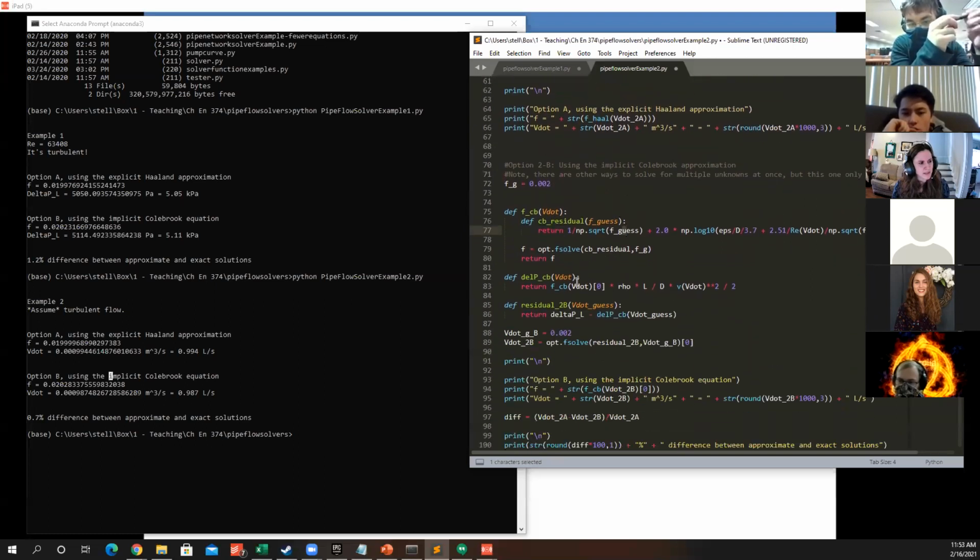Okay, and then I did it in the Colebrook. This is a nice example of how you can put an fsolve inside of a function, which is really nice and very useful.